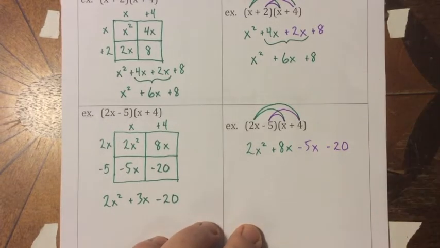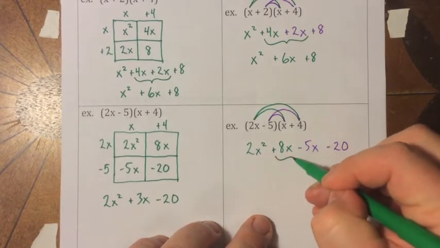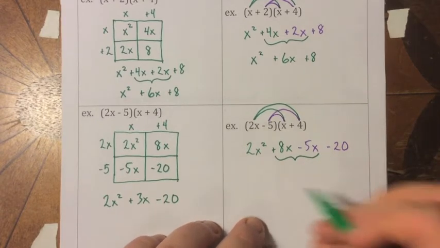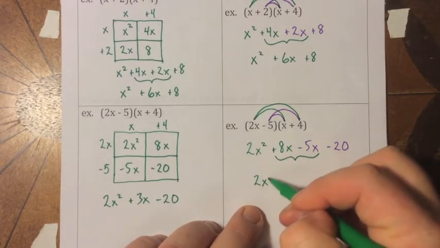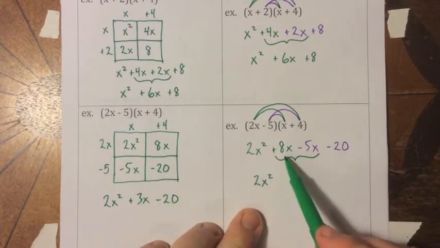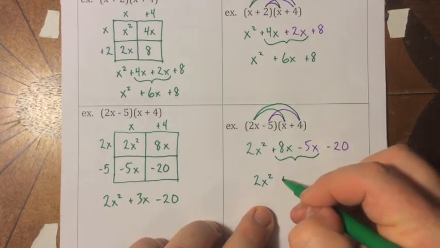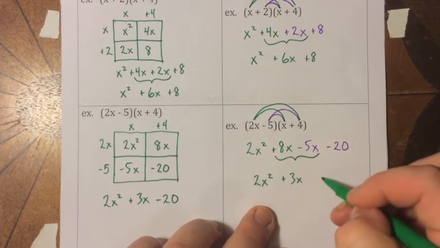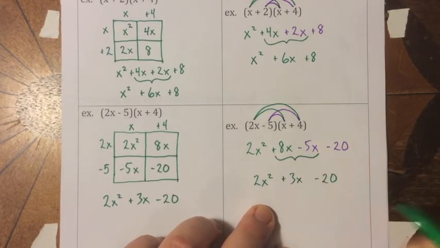Just like above here, I have 2 terms that need to be combined. So I'm going to go ahead and put those 2 together. I'm going to copy down the 2x squared. Just like over here in my area model, I'm going to have 8x minus 5x, which is going to give me a positive 3x. And lastly, I'm going to end with a negative 20.